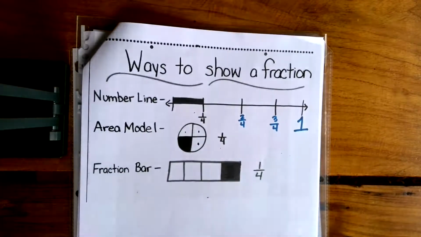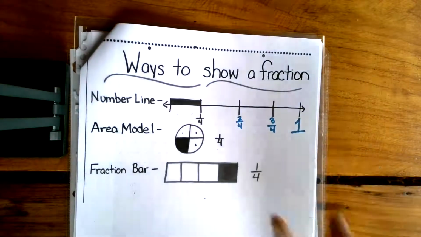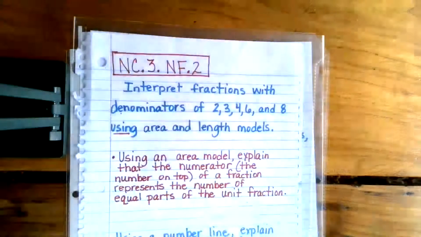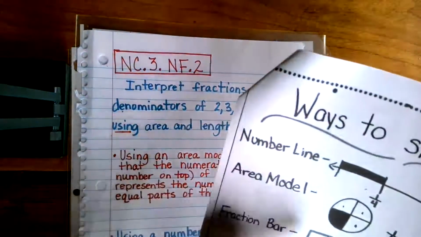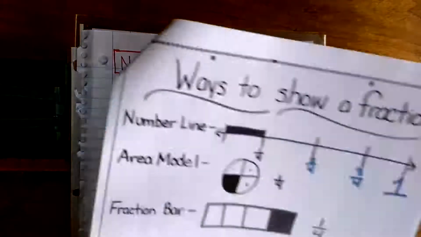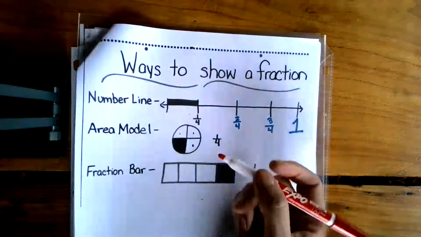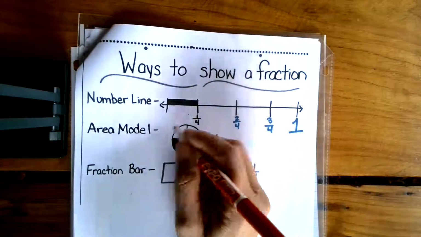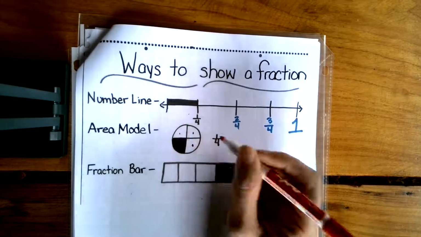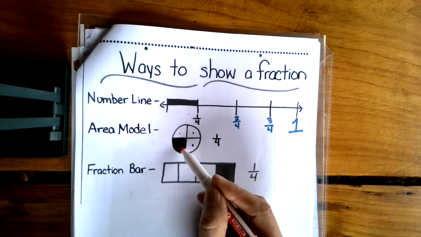And all of these are partitioned into fourths. And this is the area model, which is just a drawing. I have a circle there. And using that area model, explain that the numerator, which is the number on top of a fraction, represents the number of equal parts. Okay, so this area model has been partitioned into fourths, 1, 2, 3, 4, and my numerator on top tells that I have one part shaded.